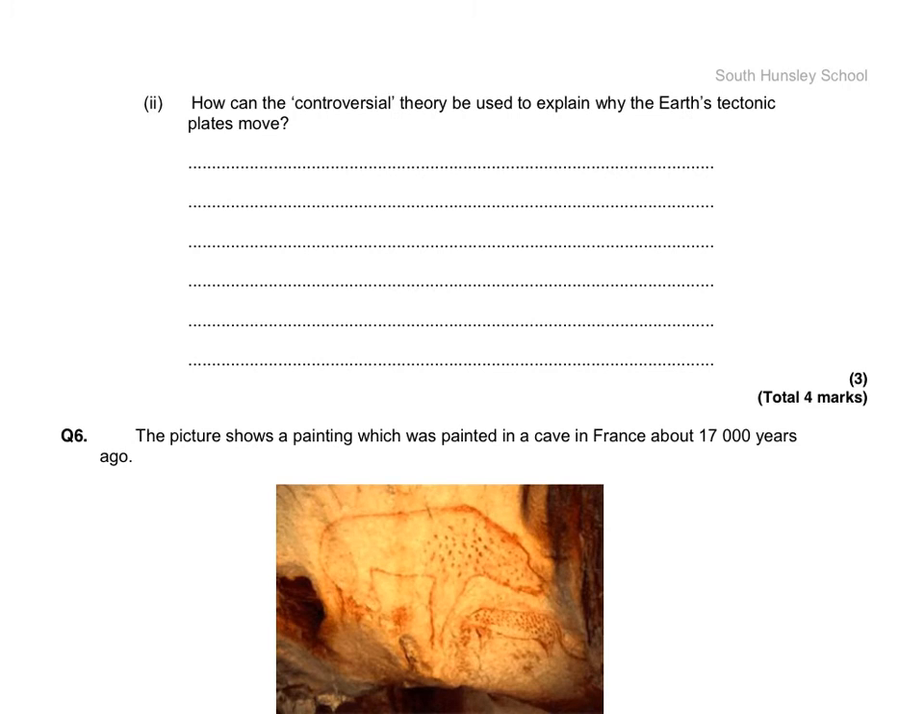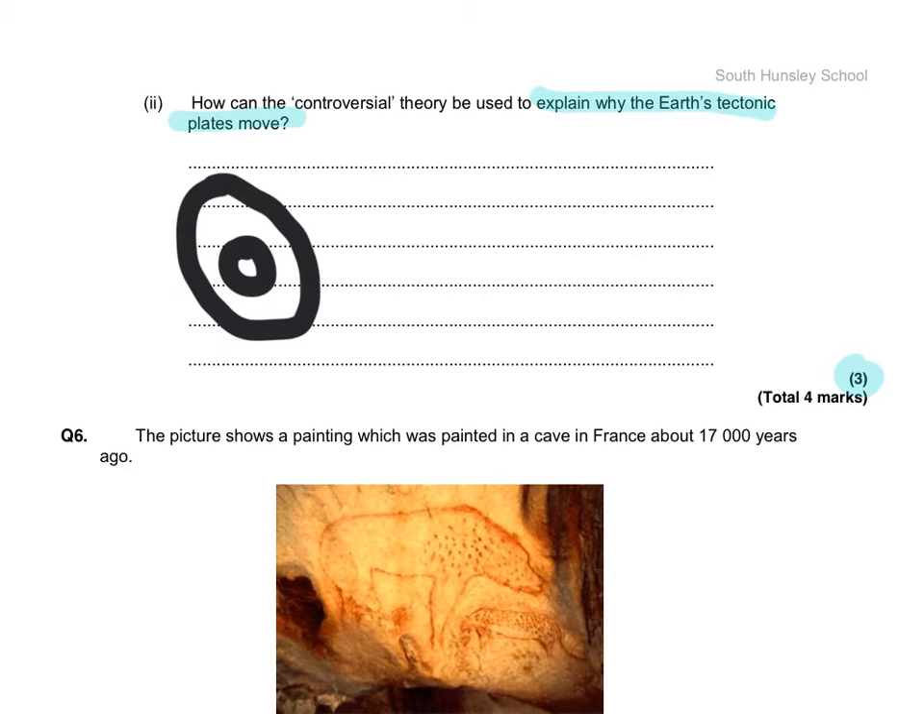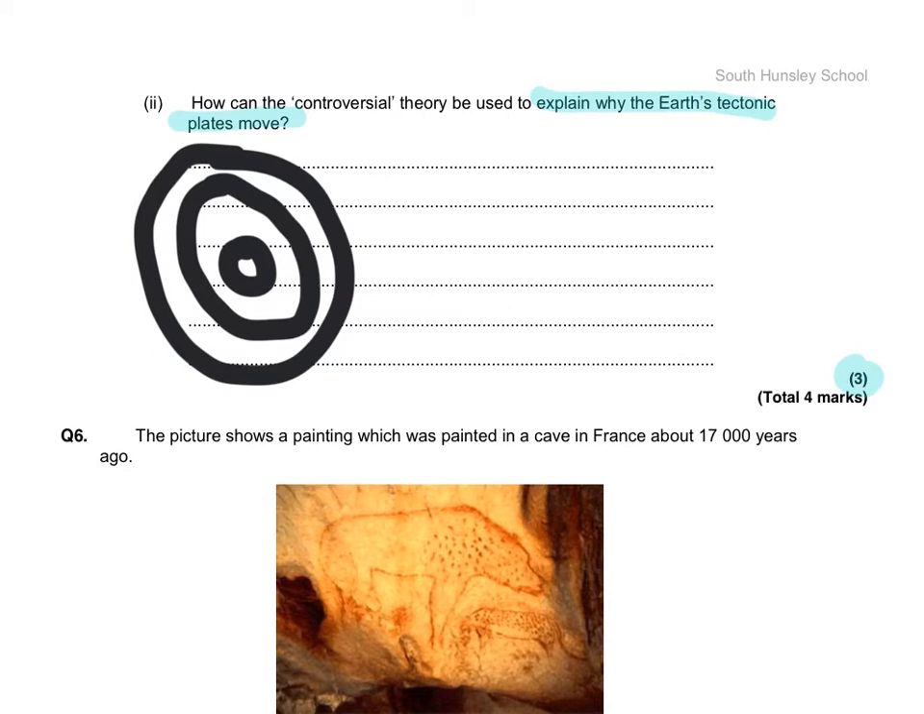This question is asking you to explain why the Earth's tectonic plates move. Be careful, here it's 3 marks, we want 3 separate points in our explanation. If you think back to the diagram, you had the core, and then you have the mantle around it, and then you have the crust around that.